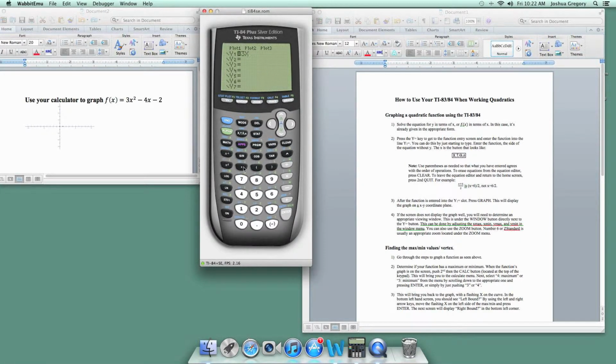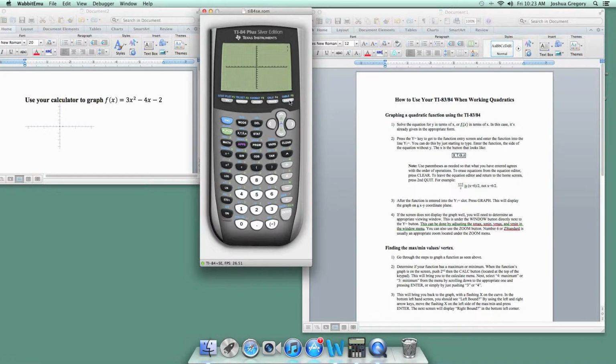For our squared, we have two options. Over here to the left, there is an x squared button. We could just push that, but let's say you didn't want to use that, or you had to use a cube or a fourth. We could push this caret. This takes something to an exponent, and then push our 2 for our squared. Okay, and then we put minus 4, the x button again, and then minus 2. Make sure it's all good: 3x squared minus 4x minus 2, and then you're going to push this right button over here that says graph.